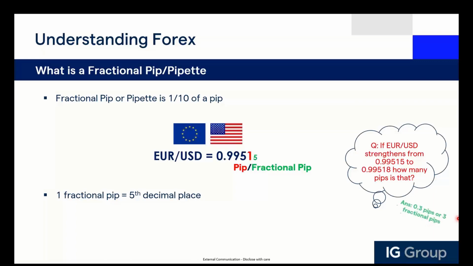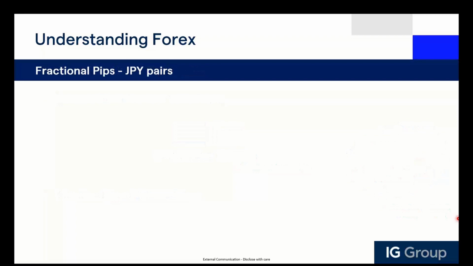Yes, thank you. Okay, so it is actually 0.3 pips. So it's a little bit of a trick question. How many pips? It is not even a full pip. So it's 0.3 pips or 3 fractional pips. Just take note, it's just the 5th decimal place of a currency pair. It's a fractional. That's what a fractional pip means.